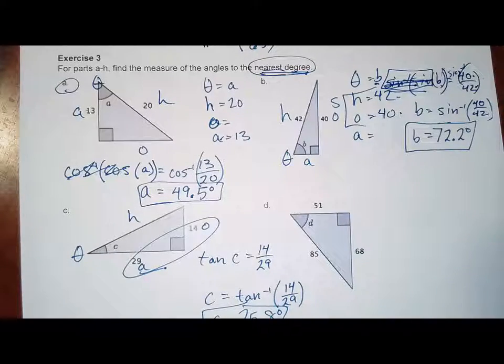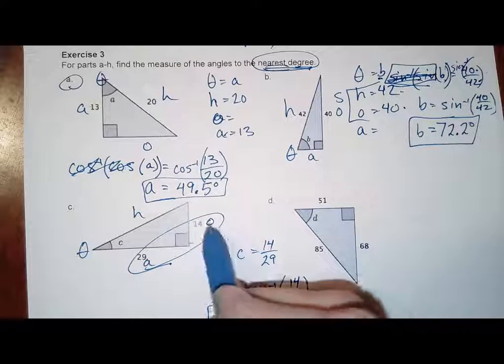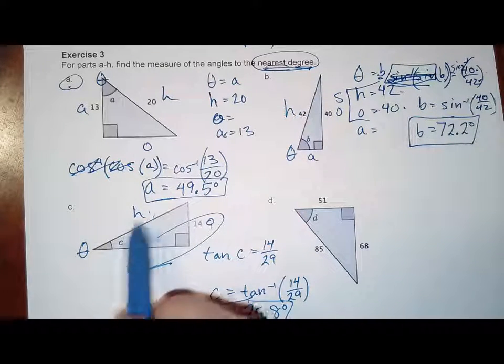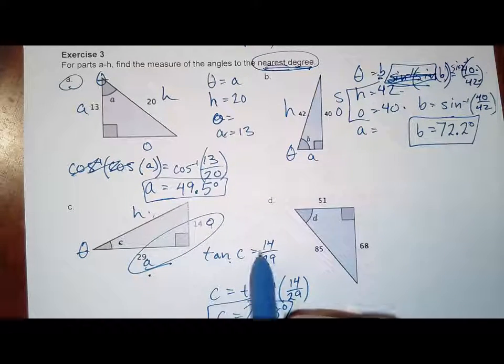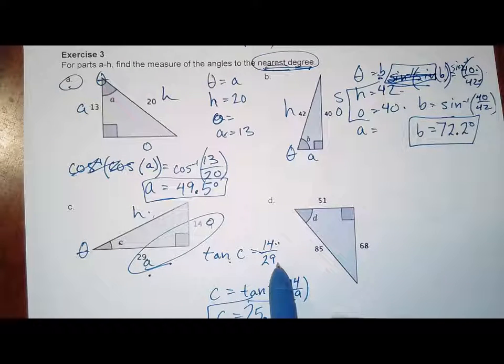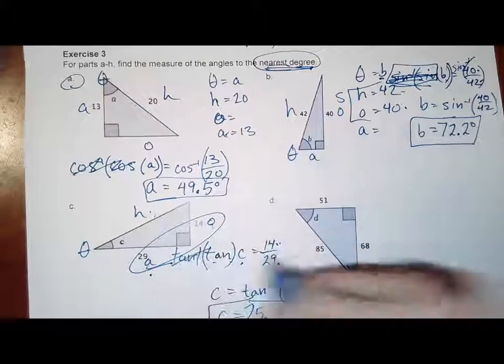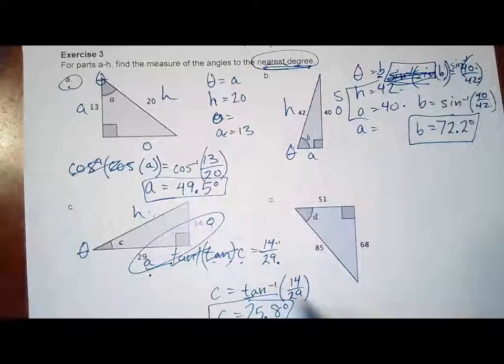In step C, I'm going to try to start doing steps 1 and 2 less and less and less. In this one, I'm not going to make a list. I just know that I labeled. H doesn't have a number, so I can't use sine or cosine. It has to be a tangent. So tangent of C equals 14 over 29, opposite over adjacent. And then if I have tangent C, this is the math that's happening. The tangents are canceling because I'm using tangent inverse. And so when I plug inverse tangent of 14 over 29 into the calculator, I get 25.8.